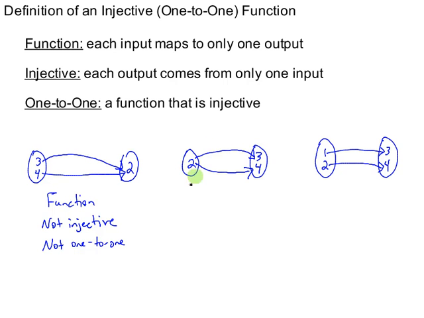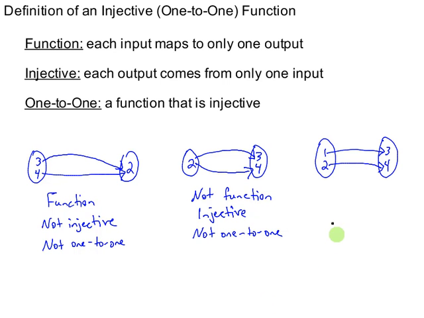The second example is not a function because the input of 2 goes to two different outputs. But it is injective because each output comes from one input. 3 comes from 2, 4 comes from 2. But again, since it does not satisfy both conditions, it is not one-to-one. In fact, you can see that it's 1 to 2 for this particular case.